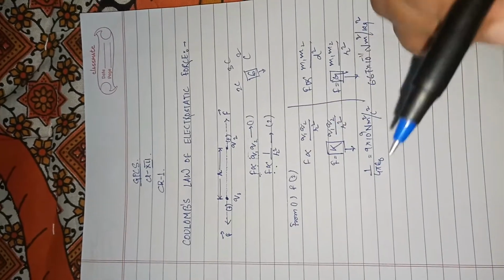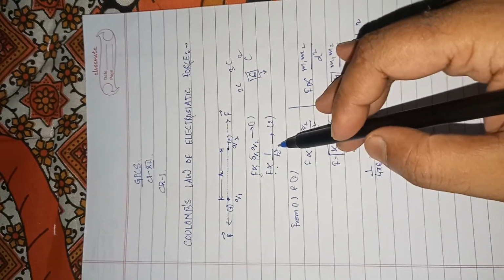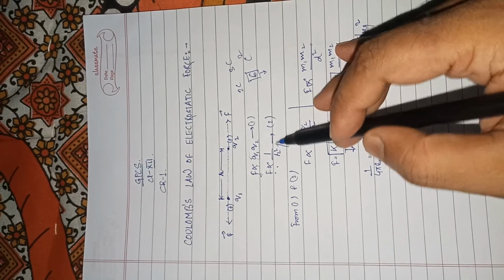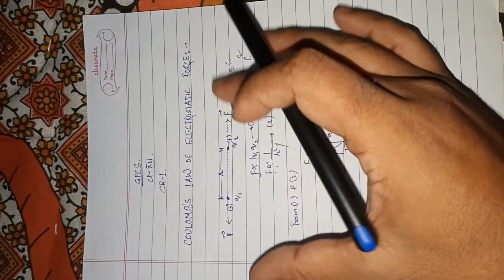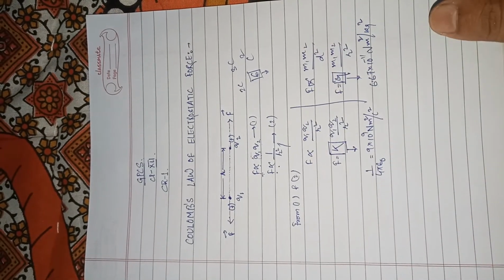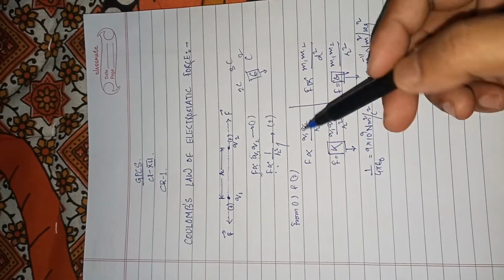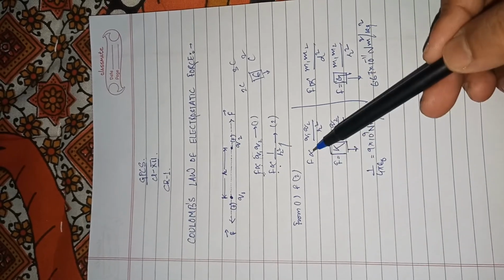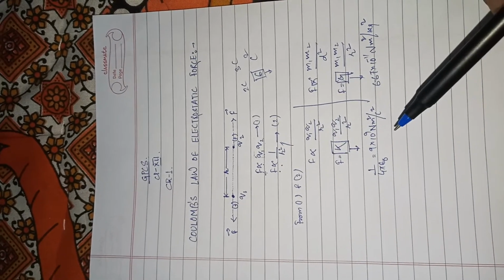Now let me explain what it means that when the square of the distance increases, meaning the distance is increasing, the force between them is decreasing. This is what Coulomb identified. From both these relations, he concluded that F is proportional to Q1 Q2 upon r squared.